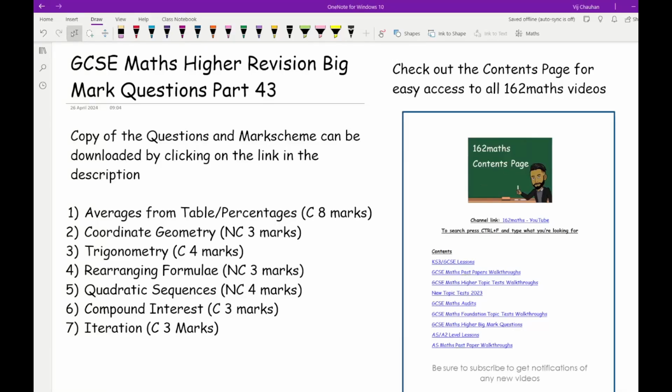Now, before we get started working through these questions, it's really important that you do understand each of these topics before attempting these questions. These are not questions that will teach you the topic if you get them wrong. So if you're unsure about any of the topics you can see on the screen, then I strongly recommend you watch some of the lessons or revise your notes on these topics before attempting these questions. And again, all you need to do to access the lessons is simply click on the link to the contents page of 162 Maths and find the lesson that you're looking for.